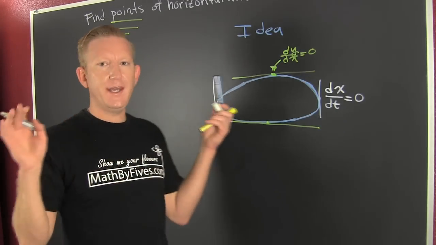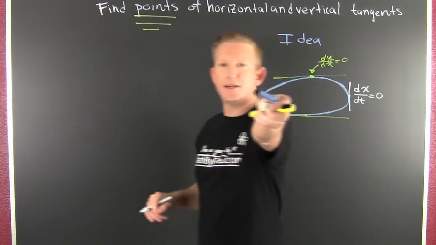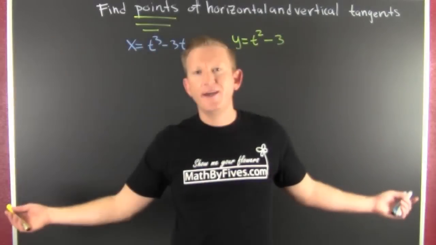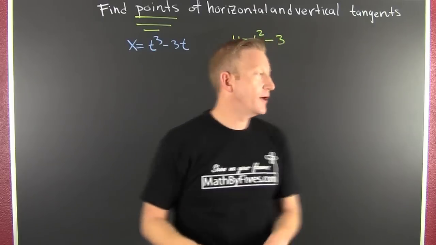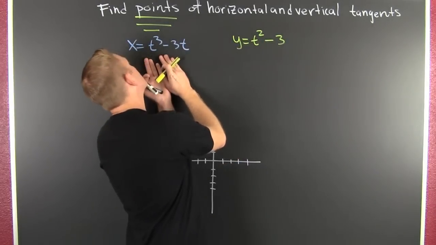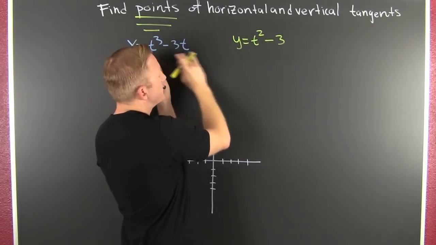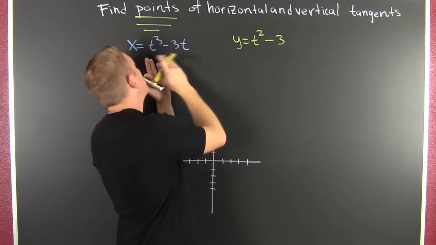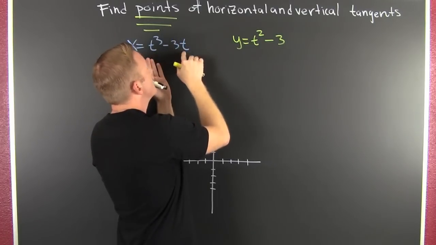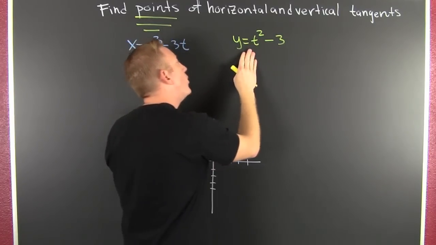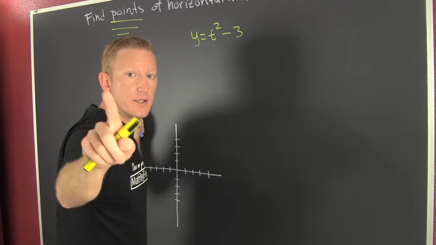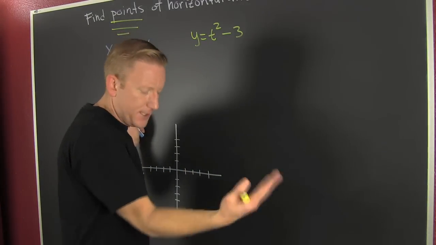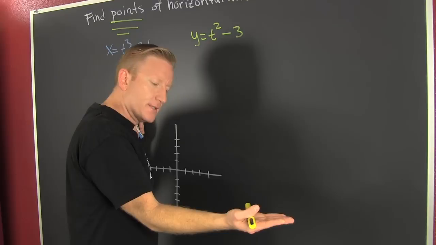And in a moment, we're gonna get some equations. Okay, so we get the idea. Now let's go and get the points, all right? So my functions are, x is expressed in t's, and that's t cubed minus 3 times t. My y is in t's, and that's t squared minus 3, all right? So what do I wanna do first? First, let's get the horizontal tangent.